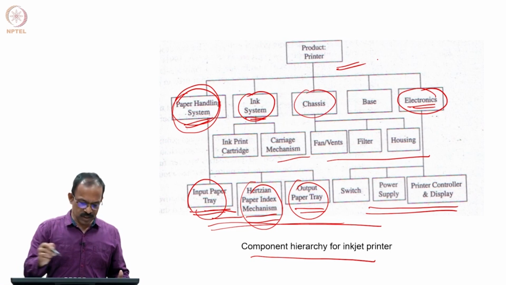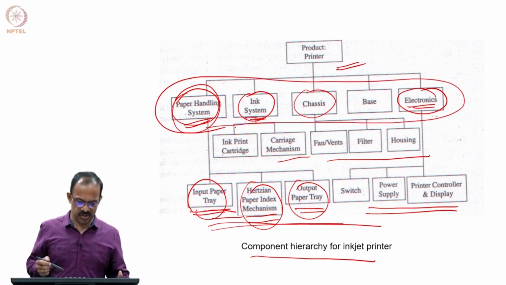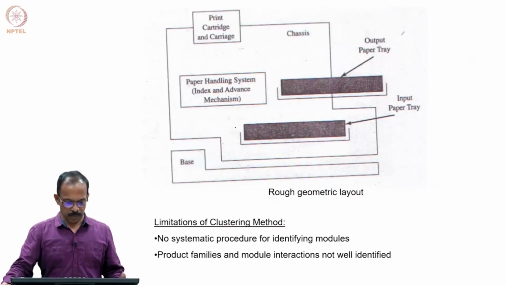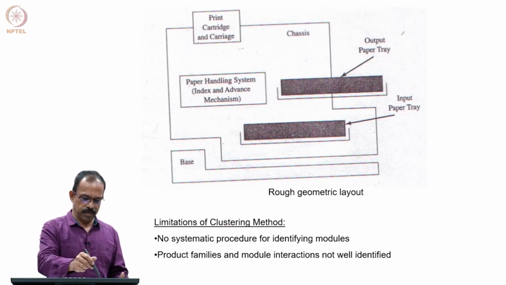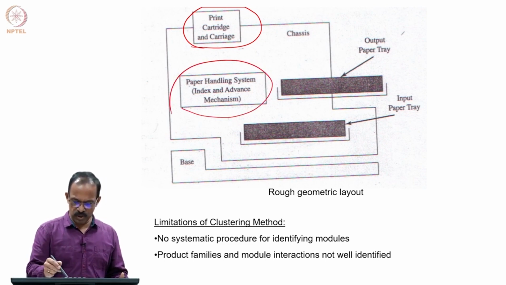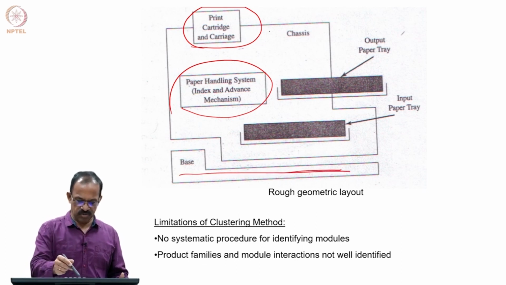And now we know that these are the modules to be there in the product. So, we can consider these are the modules and these are the components that actually form the module. Now, we can say you have a print cartridge carriage, a paper handling mechanism, and then you have an input tray and output tray for paper acceptance, and this is the base, and this forms the chassis.